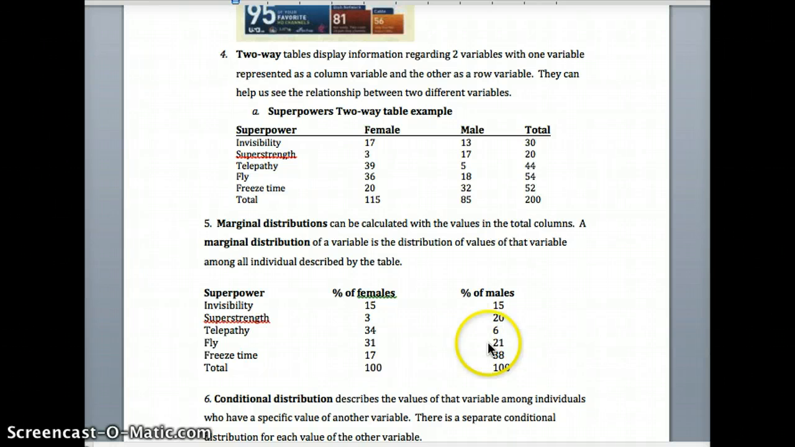A conditional distribution is among individuals who have a specific value of another variable. So this is breaking it down by gender. The value of the second variable would be gender, and we look at choice of superpower based on that. That's a conditional distribution, always looking at the values of a variable given values of a second variable in the table.